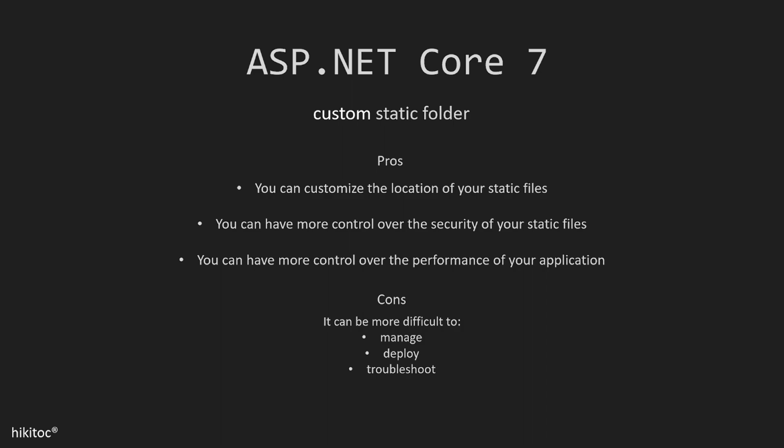Overall, the wwwroot folder is a good choice for storing static files in .NET Core 7. However, if you have a large number of static files or if you need to customize the location of your static files and resources, using a custom public static folder can provide better structure and maintainability. This allows you to manage your static files in a more organized manner and keep separate from other project files.